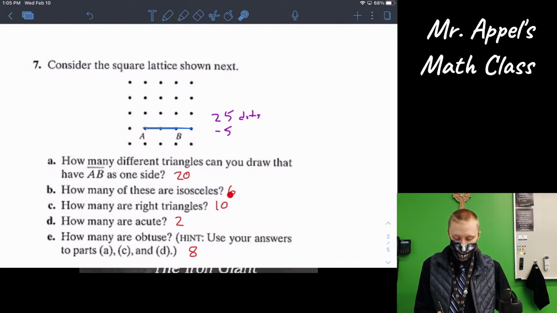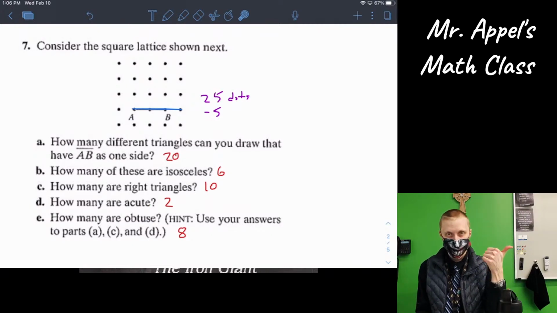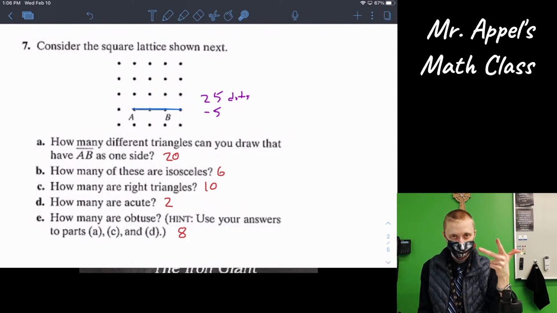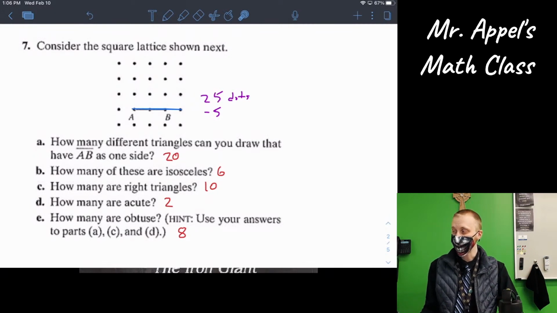And with similar techniques, you might want to actually start drawing these to figure out which are isosceles, right, acute. And then this hint here: don't count up your obtuse triangles. You know how many total there are. Every triangle is either acute, right, or obtuse. Those are all classified by angles. You can't be anything else. So if you know the rights and acutes, you can just subtract from 20 to get the leftover, or obtuse.